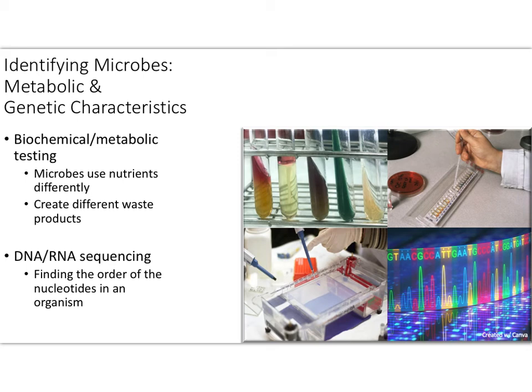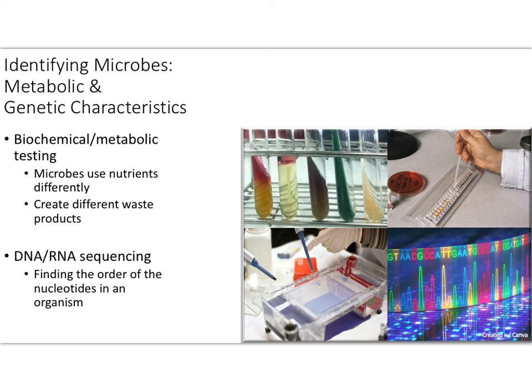Biochemical or metabolic testing relies on the fact that individual types of microbes use nutrients differently. And because they use nutrients differently, they produce different types of waste products. And because of that, we can evaluate what microbe we are looking at by looking at what types of nutrients it consumes and what types of waste products it produces as a result.